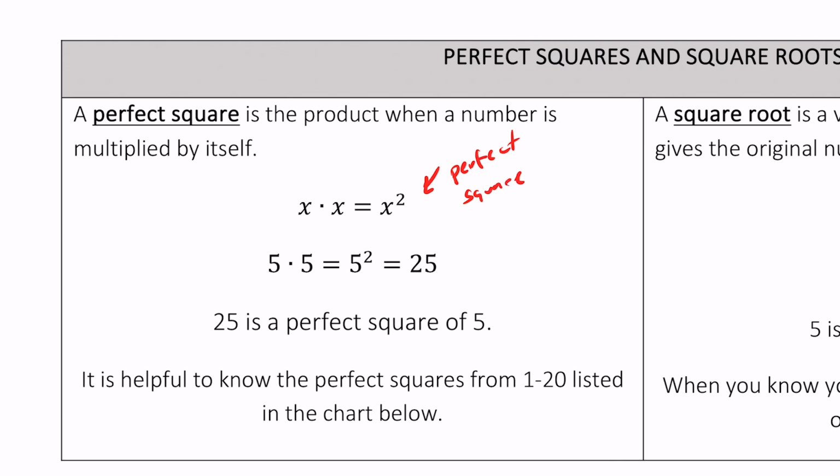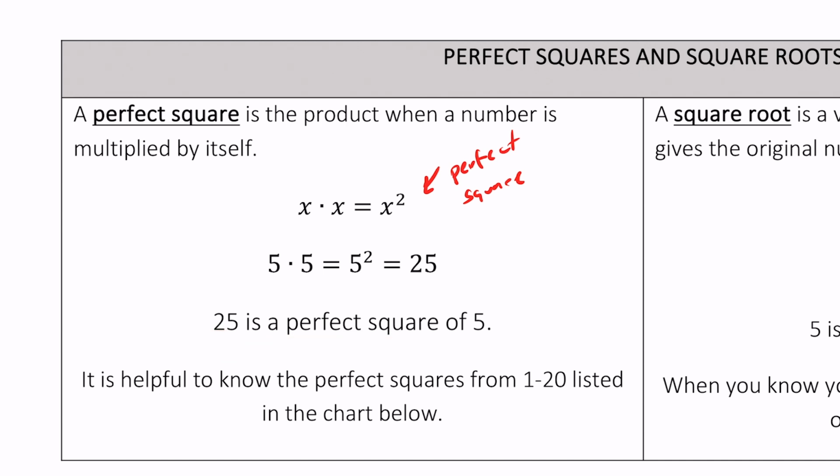We can also say the same thing with 5. If I have 5 multiplied by itself, that is just 5 to the second power. 5 to the second power, or 5 times 5, is 25. We say that 25 is a perfect square of 5.